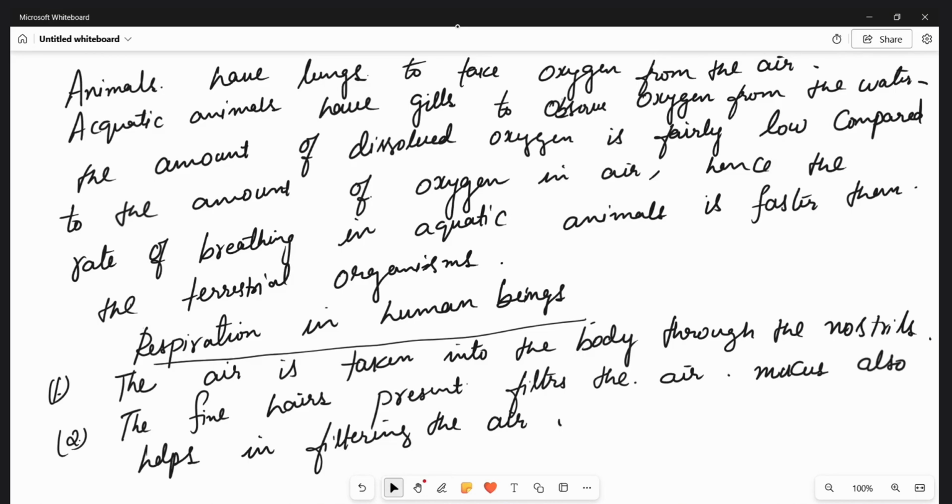And then it is passed on to the windpipe, correct? We have the rings of cartilage, which help so that whenever air is not passed through the windpipe, it should not collapse. If it collapses, the person dies, right? For that sake, we have the rings of cartilage.